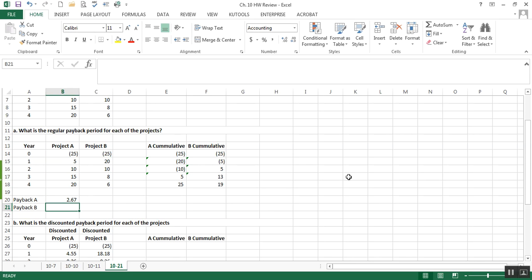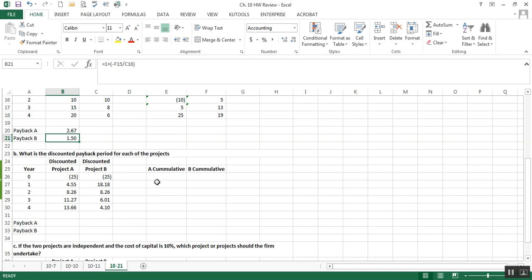You would do the same thing for payback for Project B. So we look here, it turns positive in year 2, so we're going to start with 1 plus negative 5, which gives us a positive, divided by the following year cash flow. So Project B turns positive after 1.5 years.